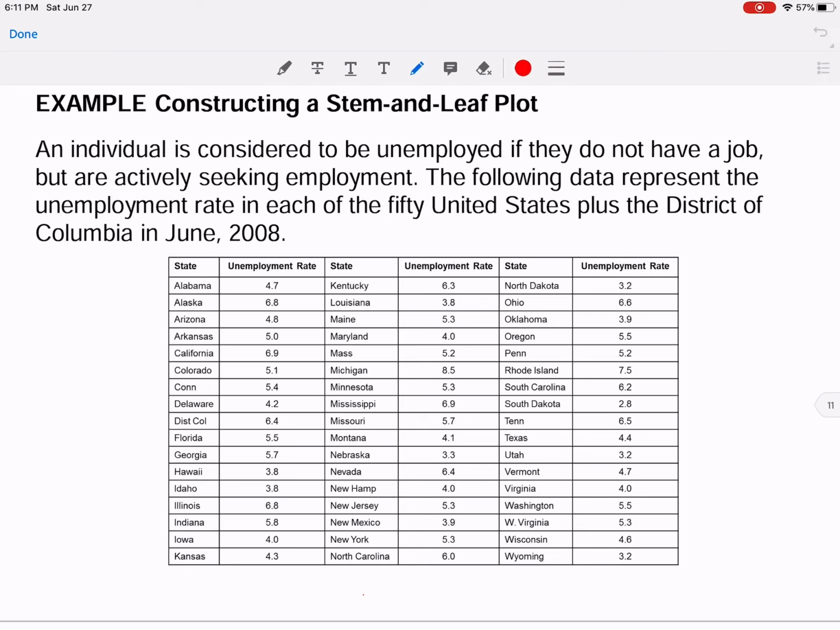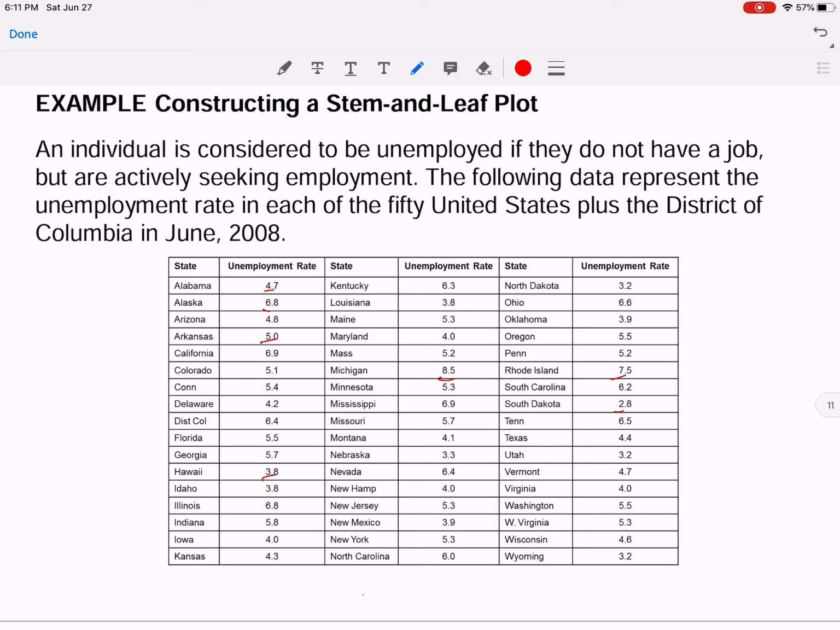For the left digit, we got a 4, 6, and then 5, and then 3, and then 8, and then 7, and then 2. So in other words, we get different stems of 2, 3, 4, 5, 6, 7, and 8.